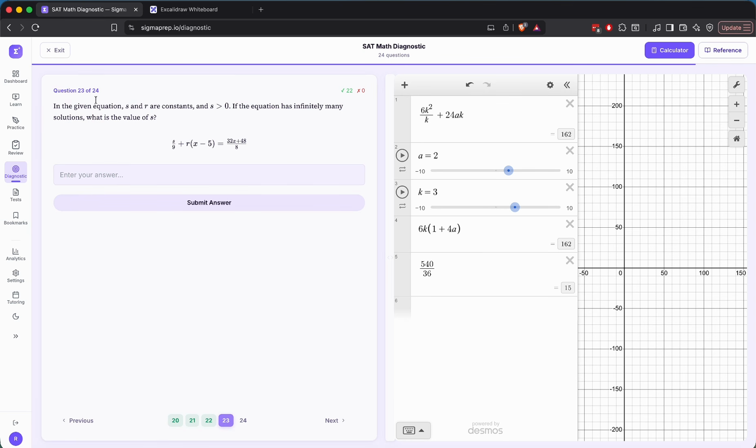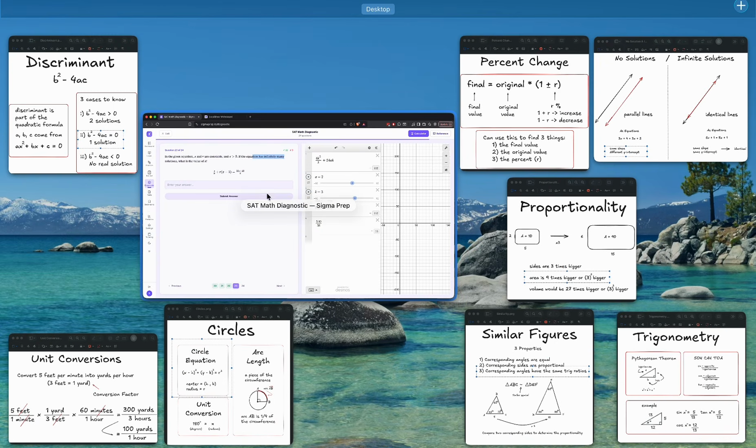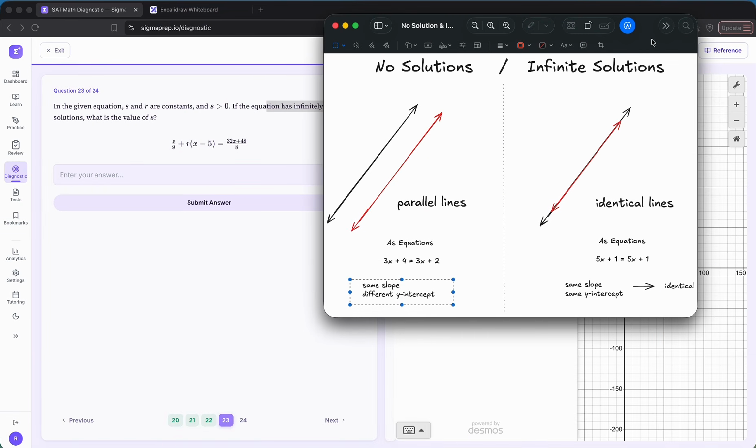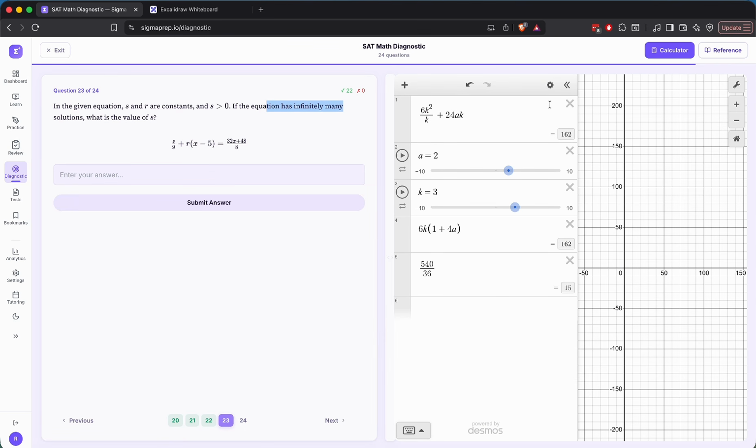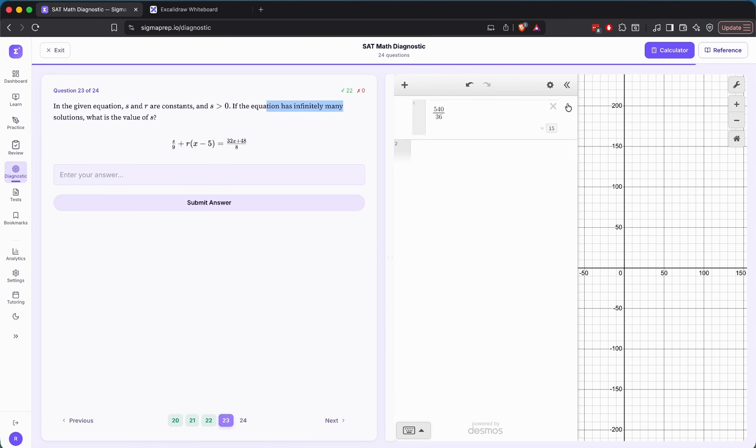Next one here. We got our equations and now it says infinitely many solutions, right? We did a couple that were no solutions. Here's infinitely many solutions. Literally means they're identical, right? As equations, they got to be the exact same equation. Same slope, same y-intercept. So literally both sides of the equation have to be the same. I feel like this is actually a lot simpler, right? You just need to remember they literally got to be the same.